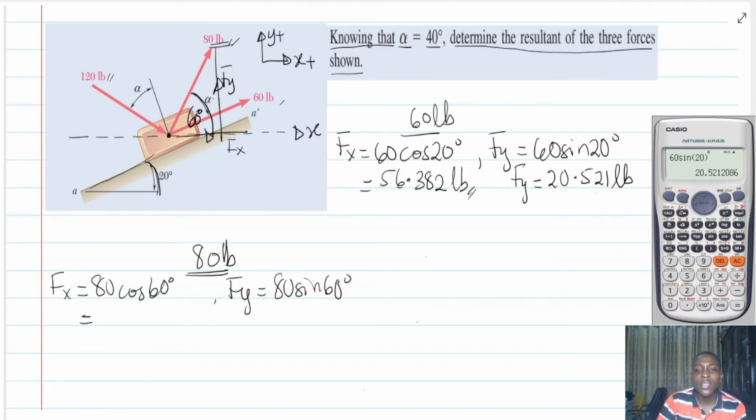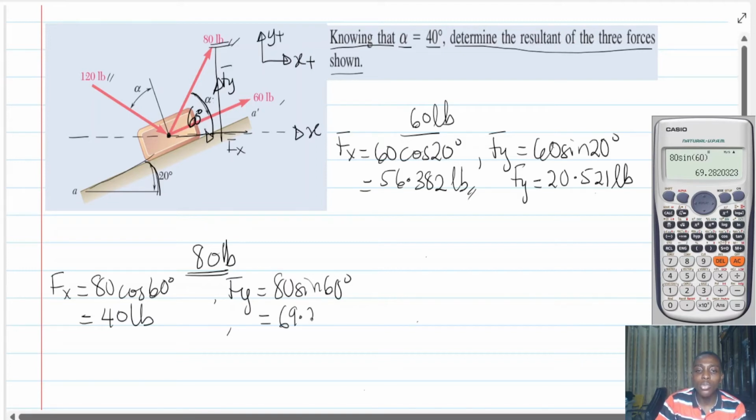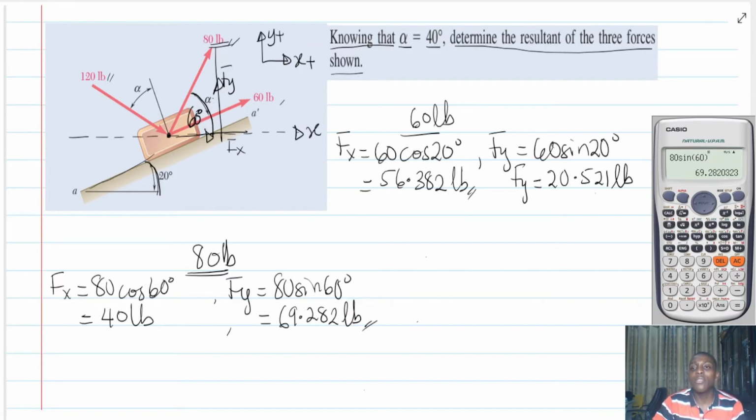So what is Fx then? Fx is going to be 80 cos 60. What is that? 80 cos 60 is 40, so 40 pounds. And then 80 sine 60 is what? I'm going to get 69.282 pounds. So I'm done with the 80-pound force.